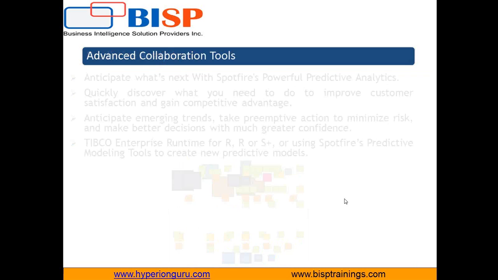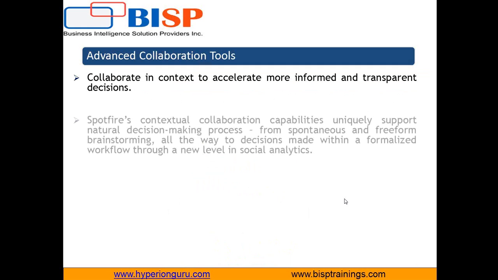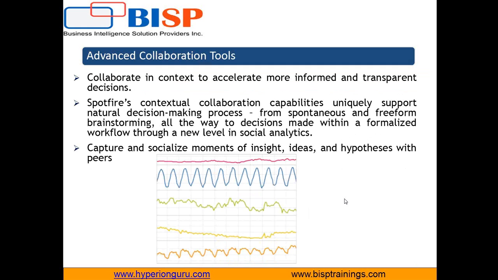Advanced collaboration tool. Collaborate in context to accelerate more informed and transparent decisions. Spotfire's contextual collaboration capabilities uniquely support a natural decision-making process, from spontaneous and free brainstorming all the way to decisions made within a formalized workflow, taking social analytics to a new level. So for collaboration, as I said, you have lists, bookmarks, tags, all these things in place.